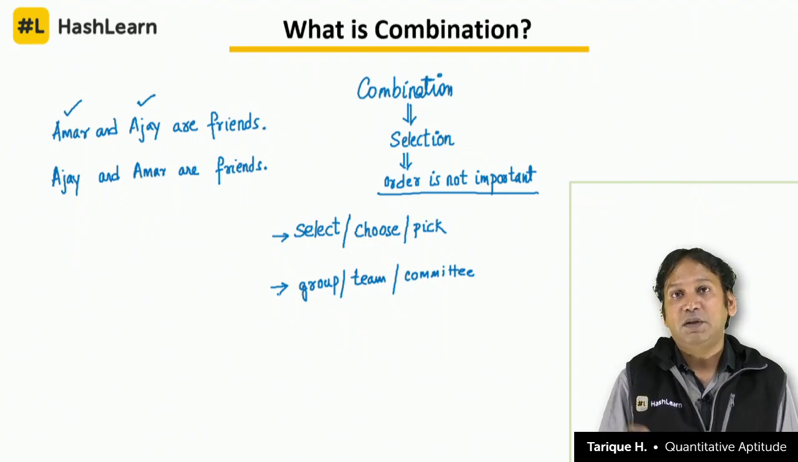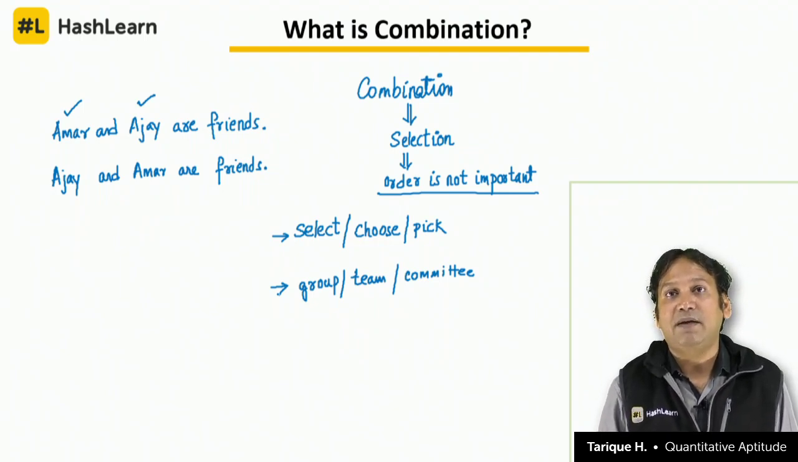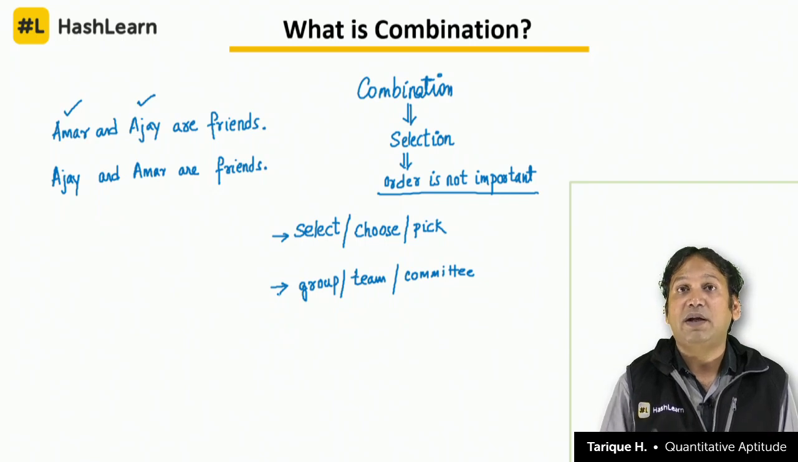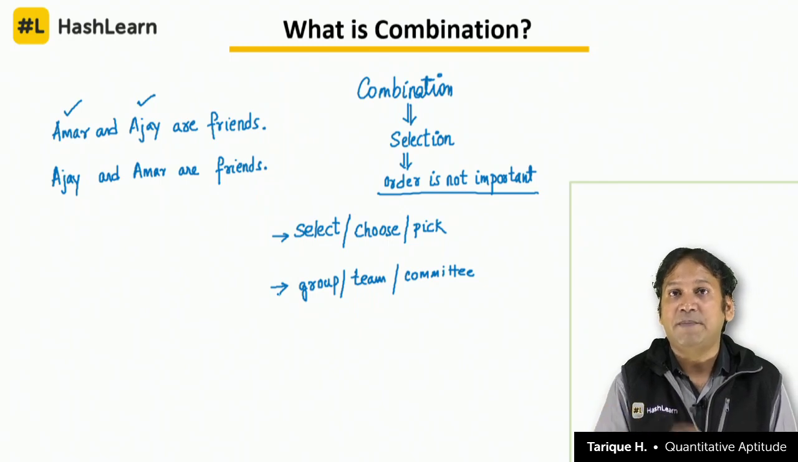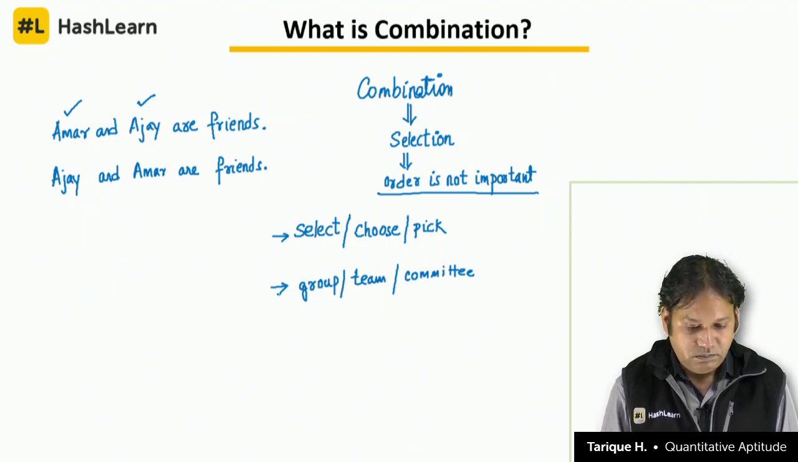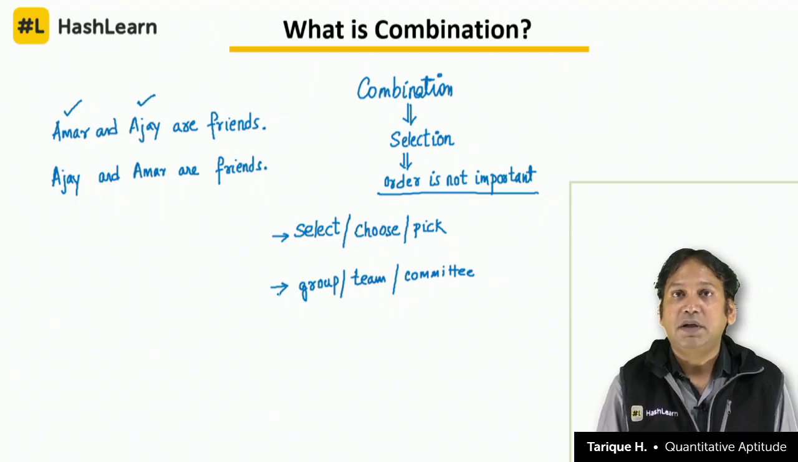Okay. So this is why I am stressing so much on understanding what is permutation and what is combination, and also giving you the keywords. These keywords will help you in identifying. The moment you see the keyword select, choose, pick, group, team, committee, you will know that this is a question of combination. So you can just recall what formula of combination will be used, use the formula and get the answer. Okay, that's about combination.